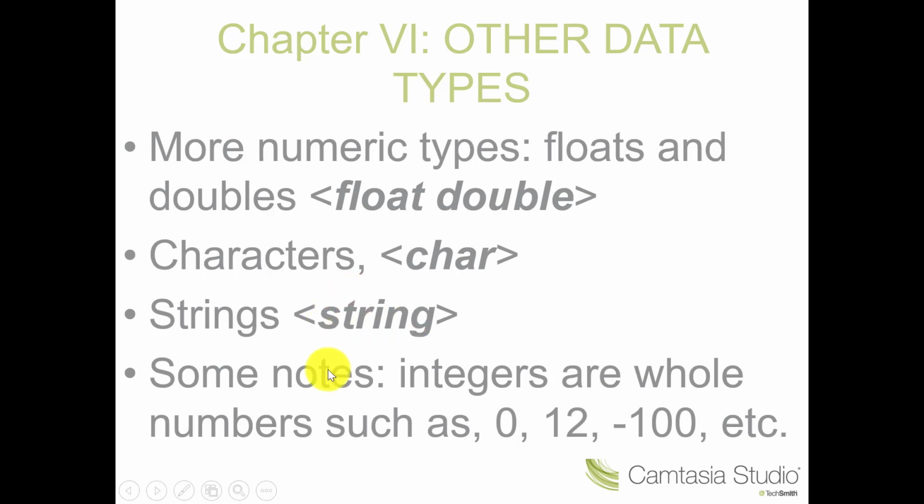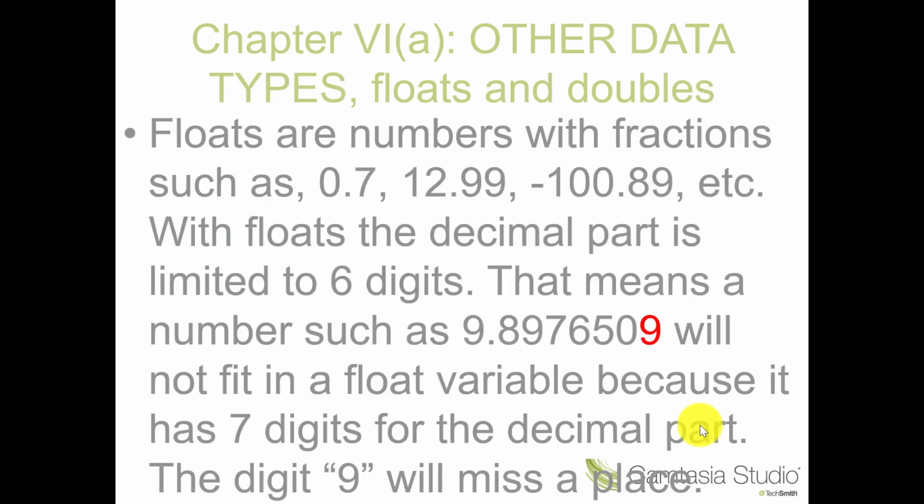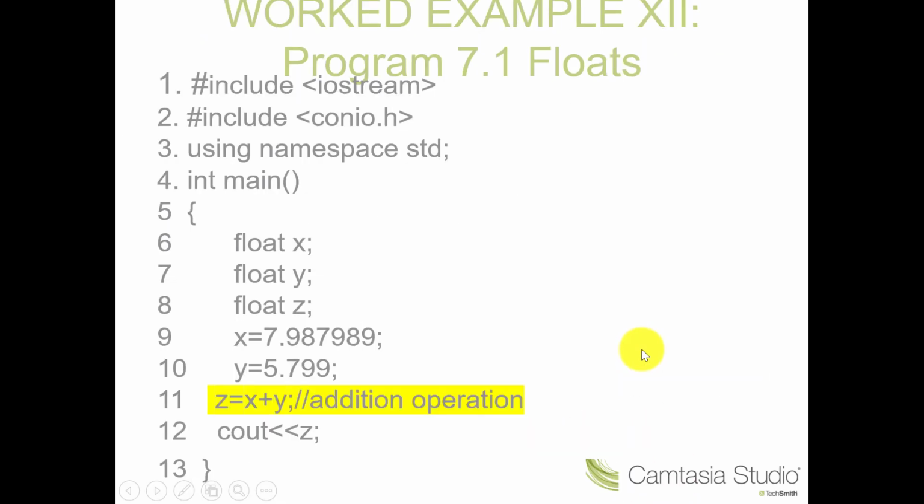So integers are whole numbers, as you have seen, 0, 12, minus 100, whatever. But then floats are numbers with fractions such as 0.7, 12.99, minus 100.89, etc. Now, with floats, the decimal part is limited to 6 digits, such as this number here. And when we have a bigger number or a number with longer, more digits on the decimal part, we use double.